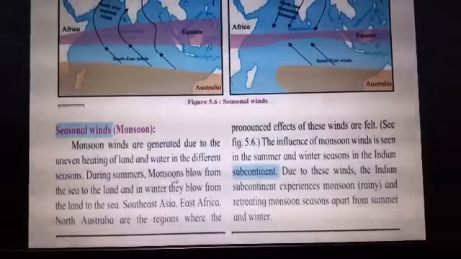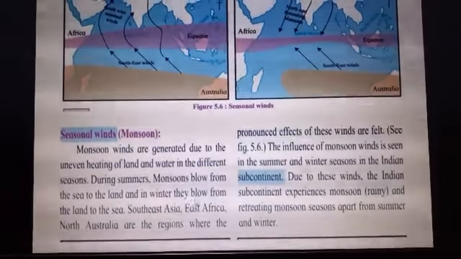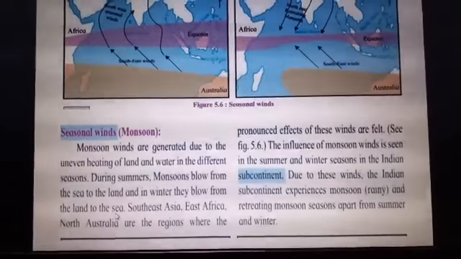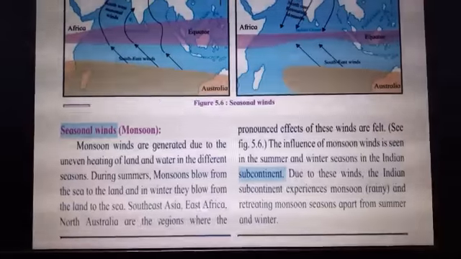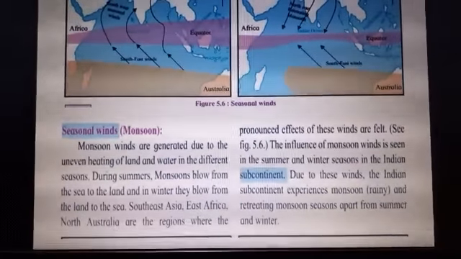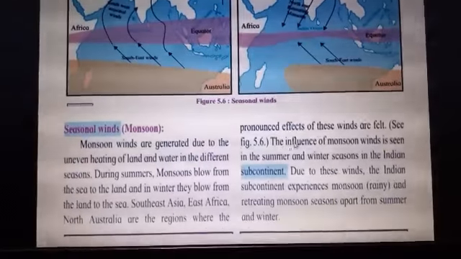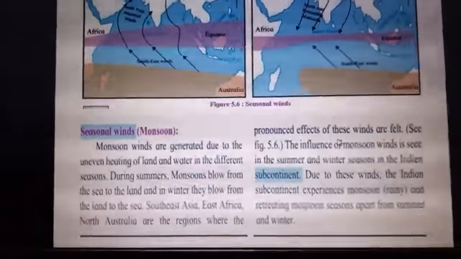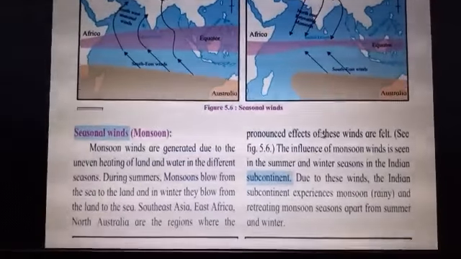Seasonal winds are blowing from where? From sea to the land. And in the winter, they blow from the land to the sea. Southeast Asia, East Africa, North Australia are the regions where the pronounced effects of these winds are felt. Means in these areas we find more effect of these winds are seen.